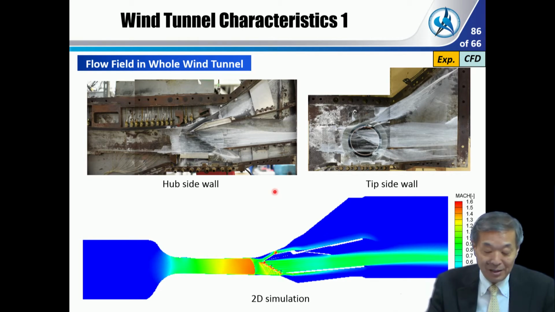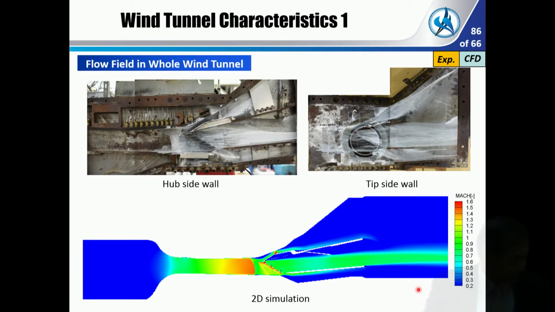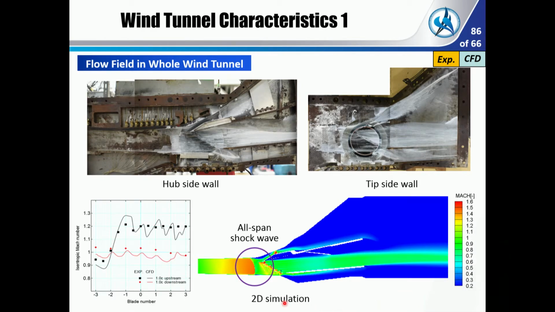And we calculated the flow field in the whole wind tunnel. And this is an experiment. The hub sidewall and tip sidewall can be visualized by the oil flow technique. And this is a 2-dimensional simulation. And we found a weak shock wave is generated here. It's an upstream region, or full span shock wave in the wind tunnel.